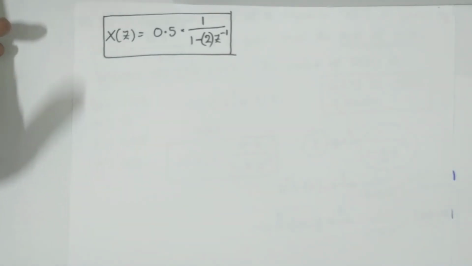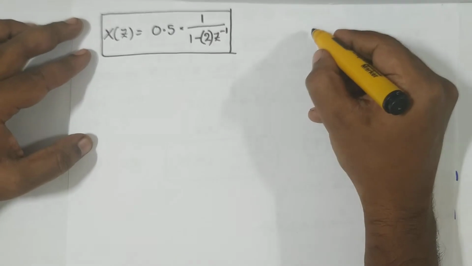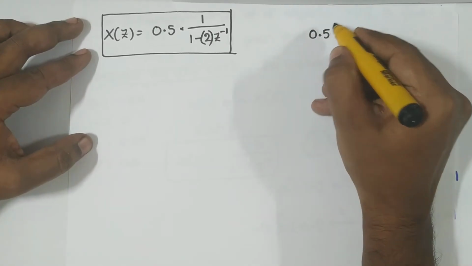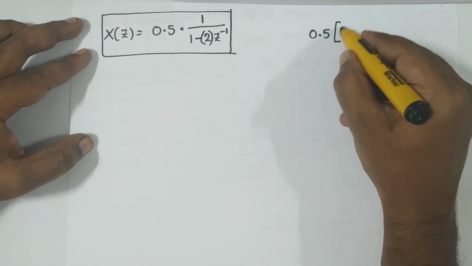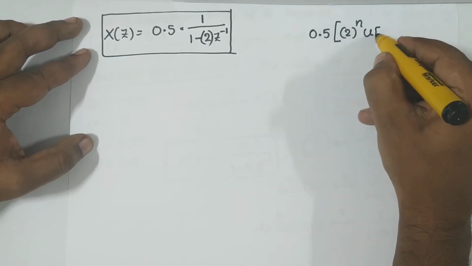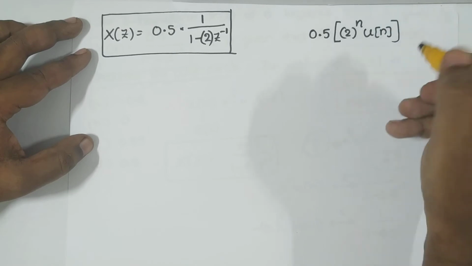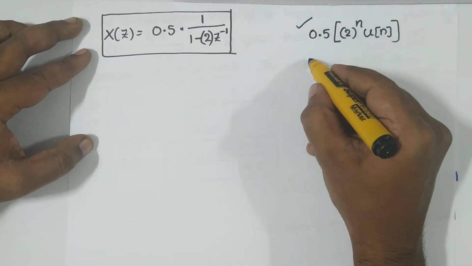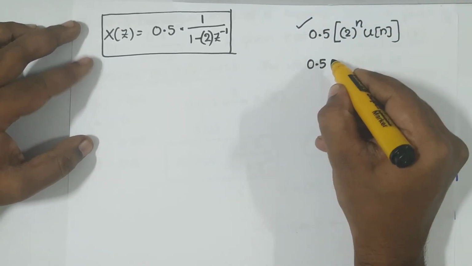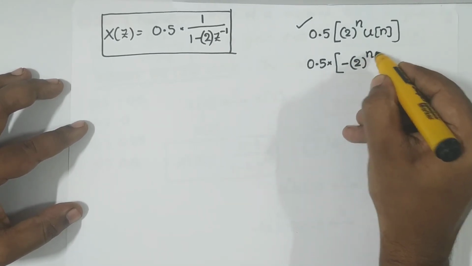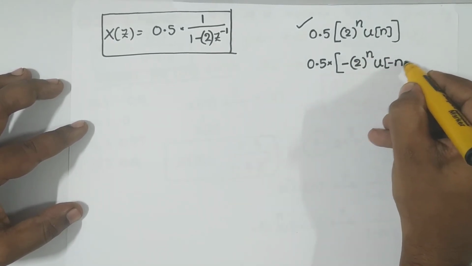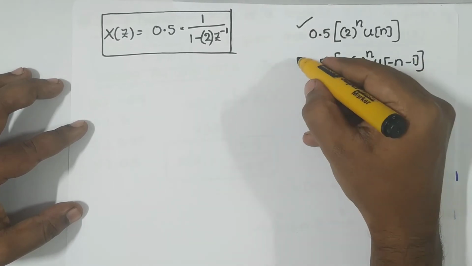Now which one do I get? We have two options. Either we must get half multiplied by 2 power n u of n, or we must get half multiplied by minus 2 power n u of minus n minus 1. So the answer must be either this or this.